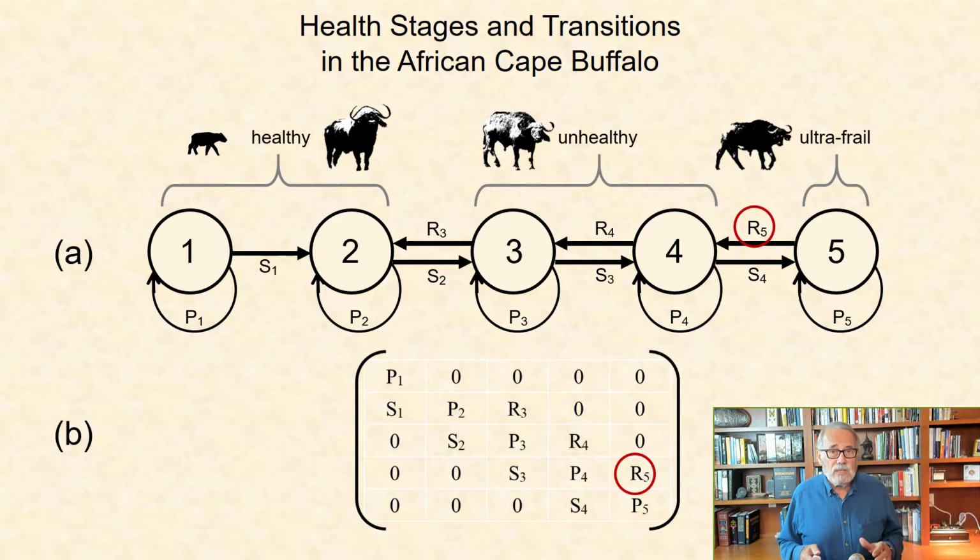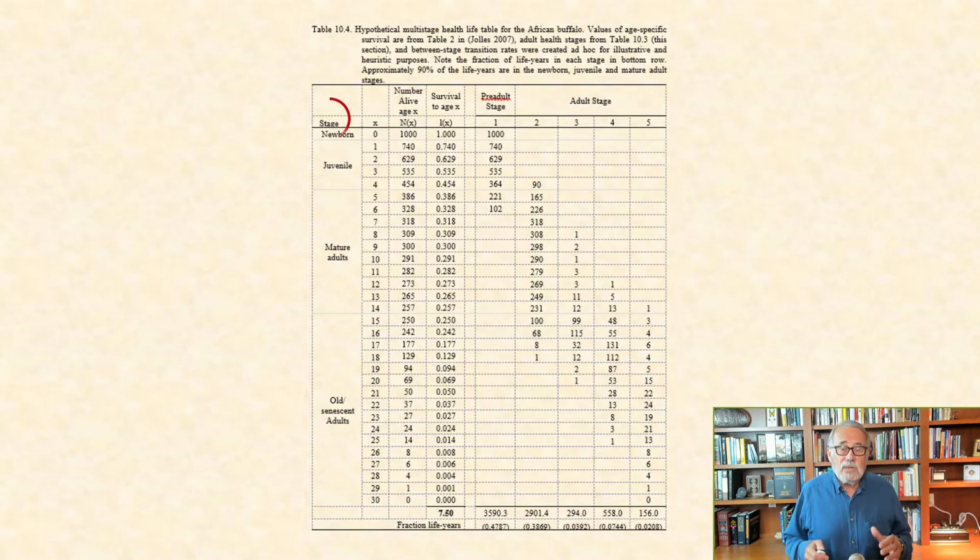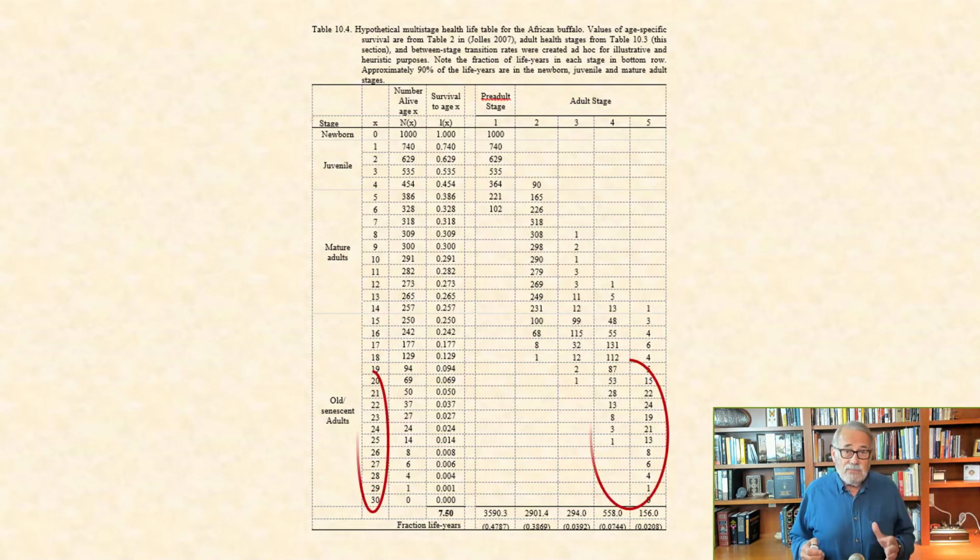The output of this model is shown here, where in the first column we have stage, then the next column age, then the number alive at age x, survivorship, and then 5 stages, including the pre-adult and 4 different adult stages based on health status. Note that a huge amount of overlap exists at any age with respect to health status of individuals. This is especially true around 15 years of age. By 20 years and after, virtually all individuals are in the severe to ultra-high risk stages of health.